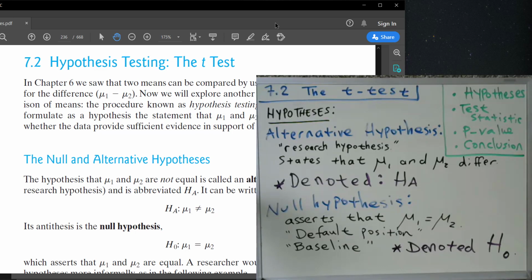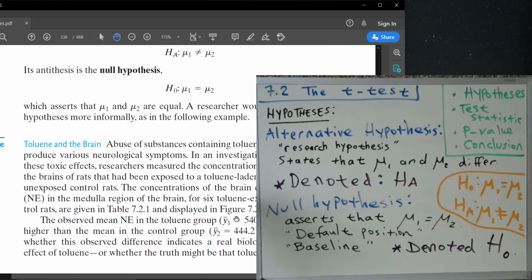These hypotheses are stated together, and as an example of that, in orange over here, this is usually written in an abbreviated format. So H0 colon mean 1 equals mean 2, that's the baseline, and the alternative, mean 1 is not equal to mean 2. If we look over at the textbook, they show this notation a little bit more crisp, but they also show a particular example.